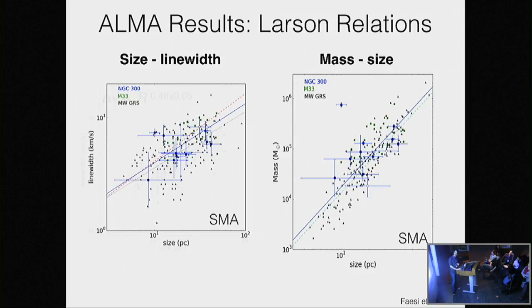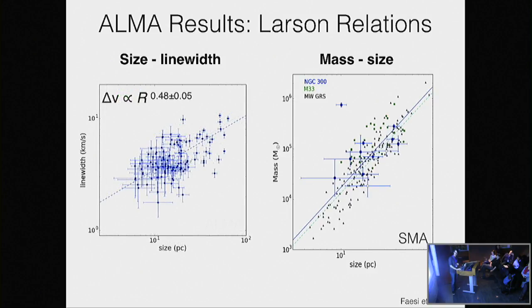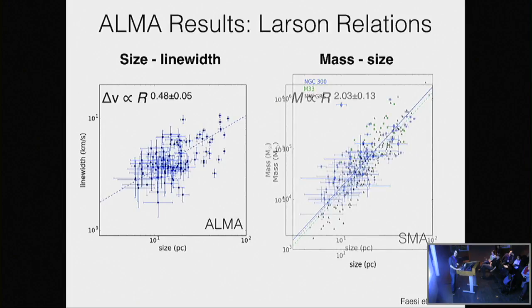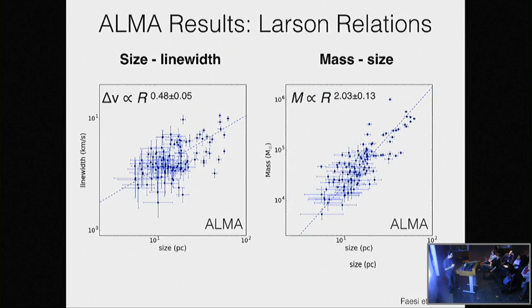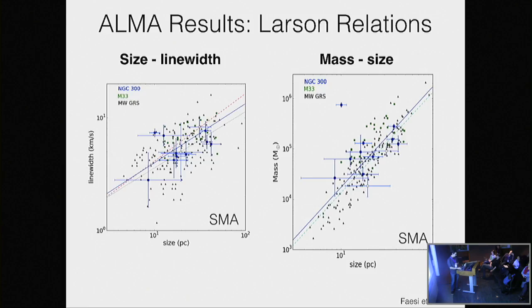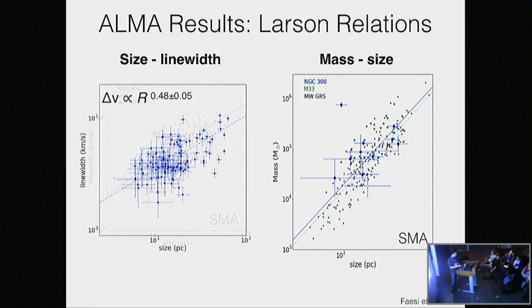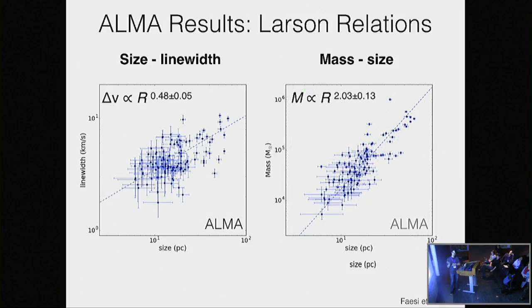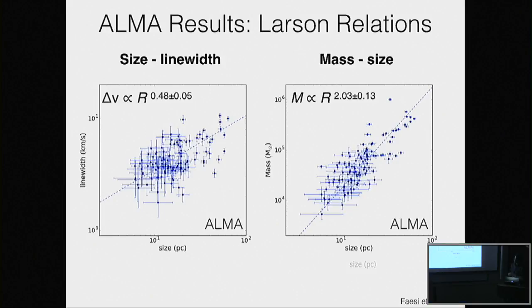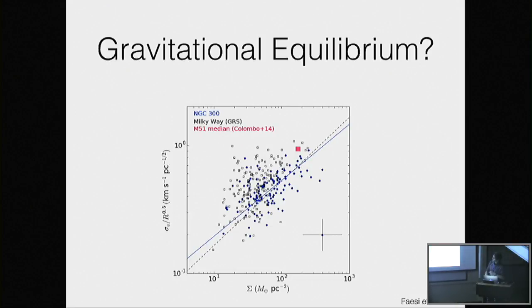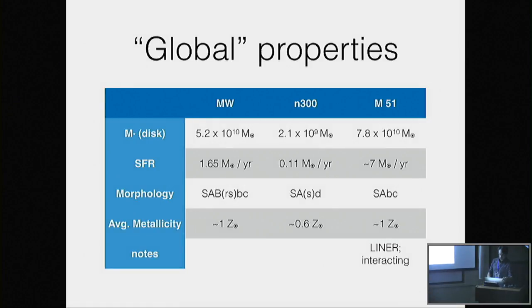Here's again the SMA plots, and I'll just fade in the ALMA results, which provide significantly more data points and better dynamic range. We're able to formally fit these relations. You can see that we get a size line width relation and a size mass relation that are completely consistent with what we find in the Milky Way, a slope of 0.5 and 2, respectively. I said I would talk about this plot, but I'm going to run out of time, so I'll just leave it as a discussion point for later.